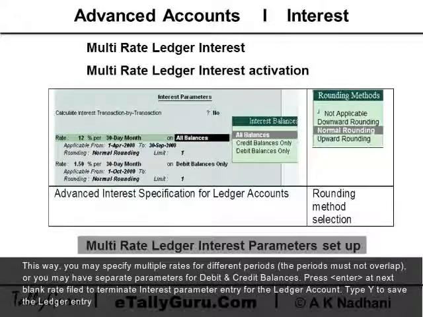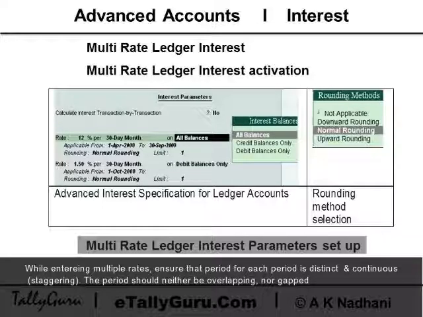This way you may specify multiple rates for different periods. Their periods must not overlap, or you may have separate parameters for debit and credit balances. Press Enter at the next blank Rate field to terminate the interest parameter entry for the ledger account. Type Y to save the ledger entry.